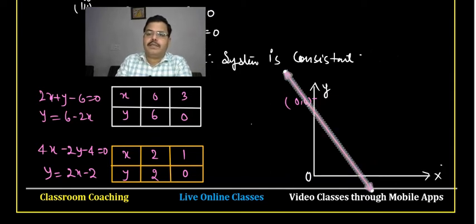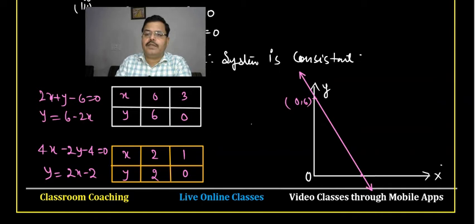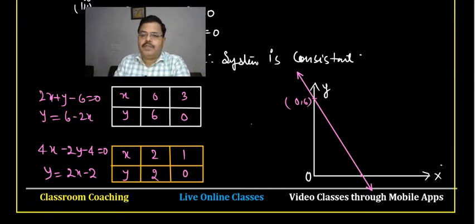The line will be like this, passing through this, right? Here x is 2, y is 2, and x is 1, y is 0. x is 1, y is 0 is this point. So if there is a point like this, 1, 2, 3, then x is 1, y is 0, and x is 2, y is 2. x is 2, y is 2 is here only.